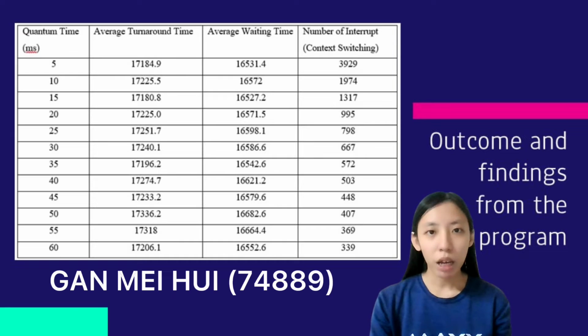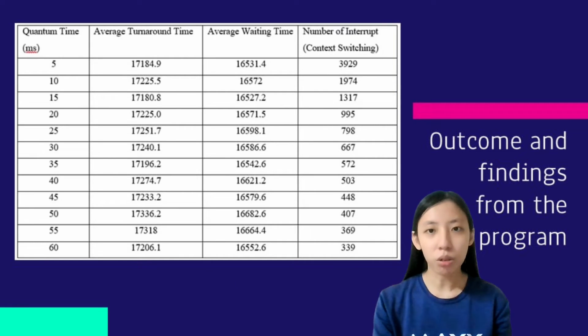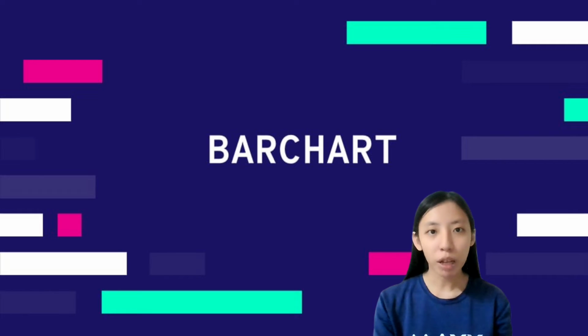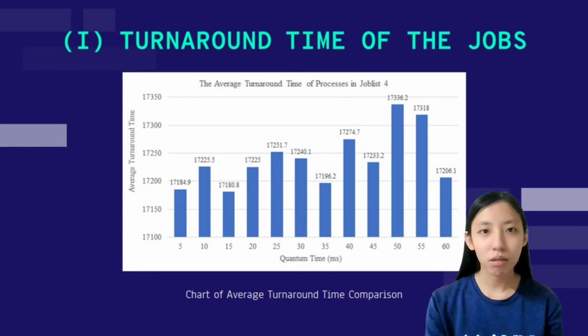This is the outcome from the program. We test all the related quantum times and record the results of average turnaround time, average waiting time, and number of interrupts in a table for analysis and synthesis of the best quantum time for job list 4. Then, we use bar charts to show the results.